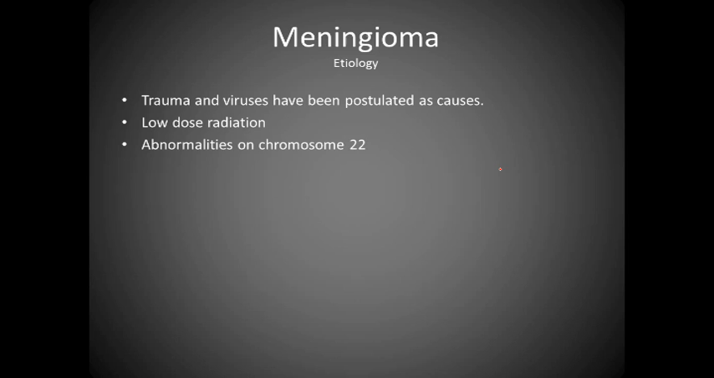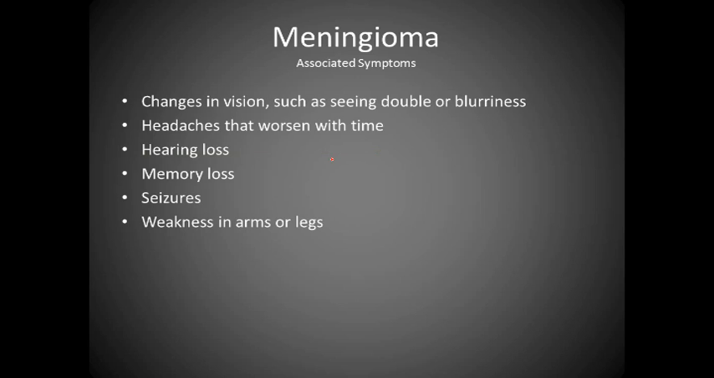Meningiomas are thought to arise from trauma and/or viruses that have been postulated. Low-dose radiation could potentially be a causation effect of meningioma as well. However, one of the most prominent causations is abnormalities on chromosome 22. So that's something you want to keep in mind. Probably abnormalities on chromosome 22 is the most distinguishable causation of meningiomas.